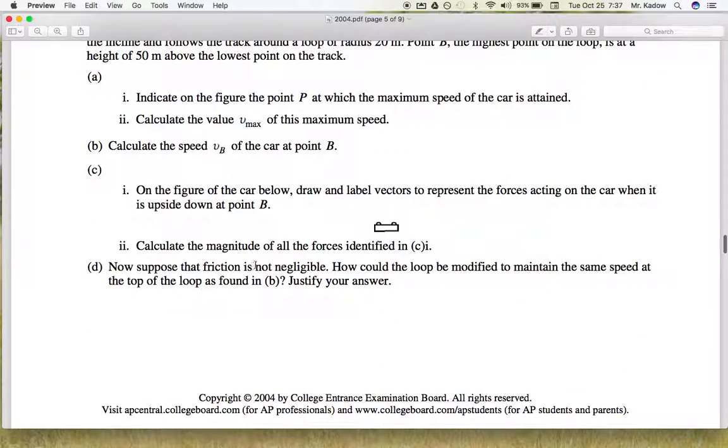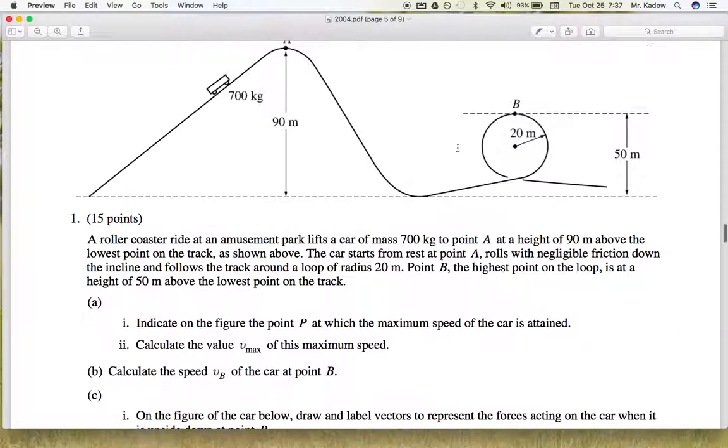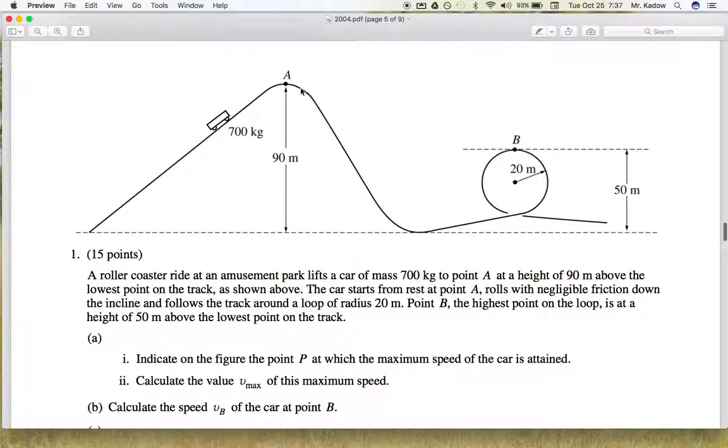This is an interesting question in Part D. Suppose that friction is not negligible. How could the loop be modified to maintain the same speed at the top of the loop? Well, the idea is that if friction isn't negligible, as soon as this cart starts going down the hill, it's plowing through atmosphere. It's losing some of its energy to all of the air, right? It's literally heating up the air as it goes down this track. Not very much, but a little bit.